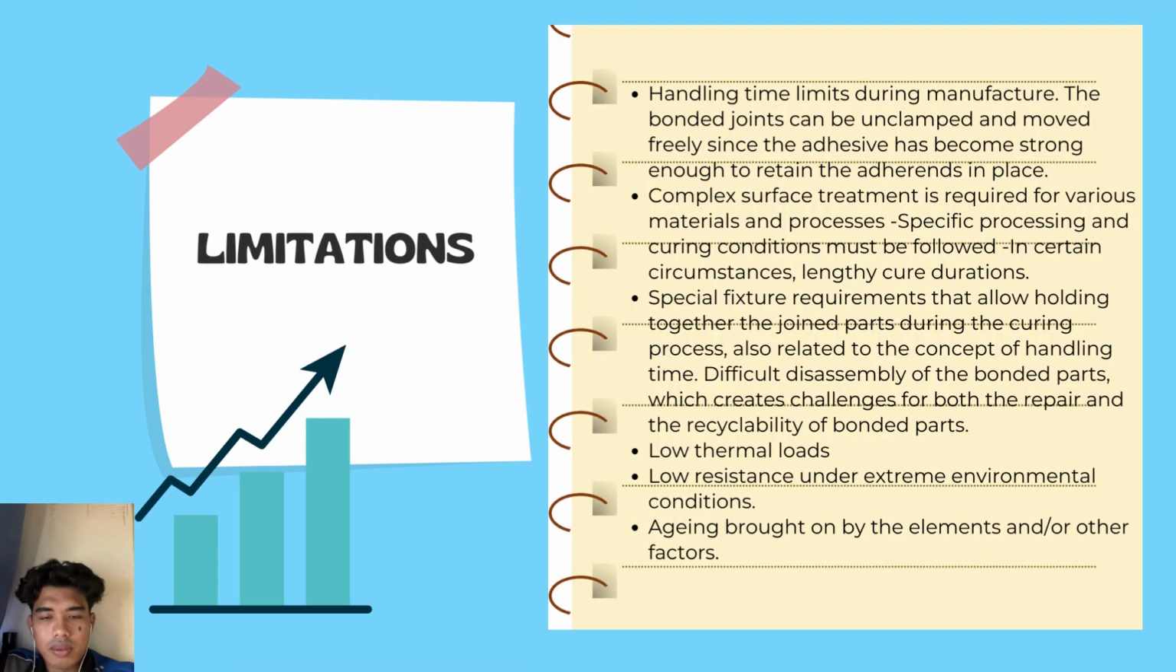This slide represents the limitations. There are 6 points of limitation. First, handling time limit during manufacture. The bonded joint can be unclamped and moved freely once the adhesive has become strong enough to retain the adherends in place. Second, complex surface treatment is required for various materials and processes. Specific processing and curing conditions must be followed.